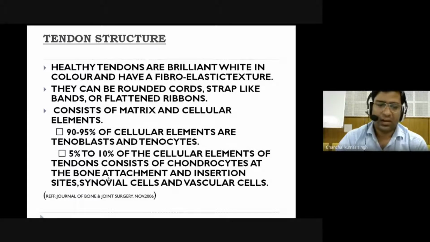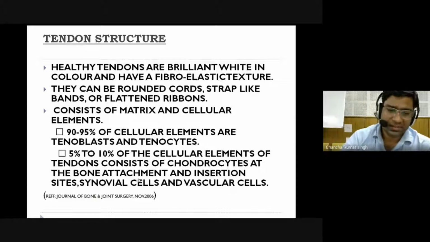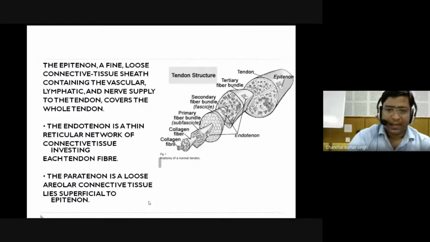Again, a very small amount, 5 to 10%, is chondrocytes, on the bony attachment, specifically where you have the tendo-epiphyseal attachment. There you can have a little bit of chondroblasts, synovial cells, and vascular cells. So this is the microarchitectural structure.